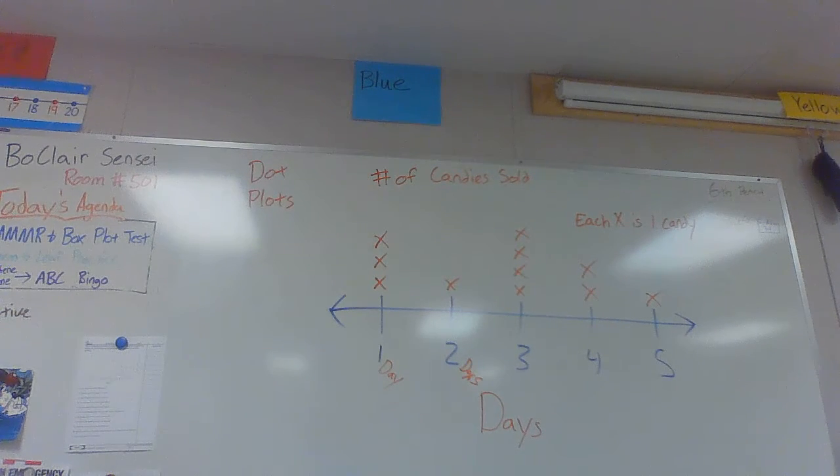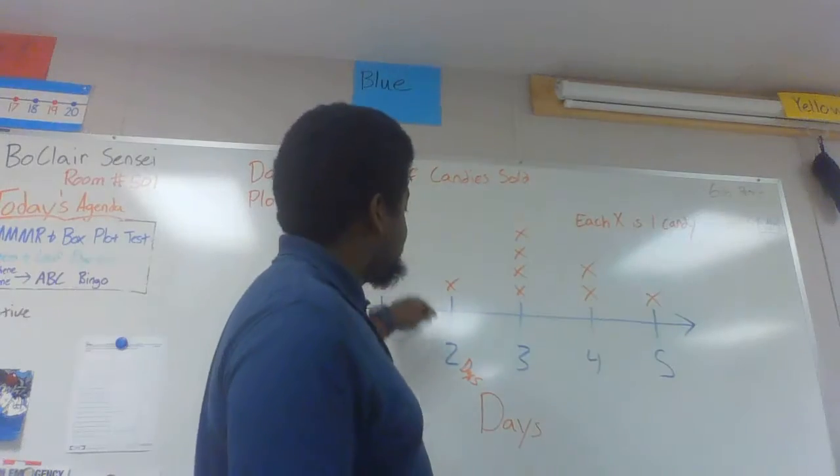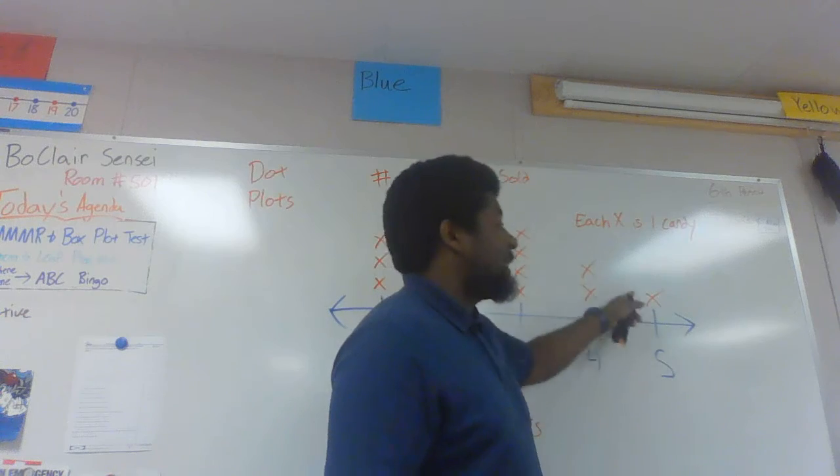Which days did I sell exactly one piece of candy? You should actually have 2 answers for that. If I sold one piece of candy, I sold one piece of candy on day 2, and I sold one piece of candy on day 5.